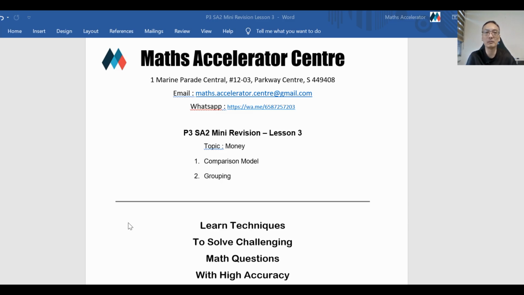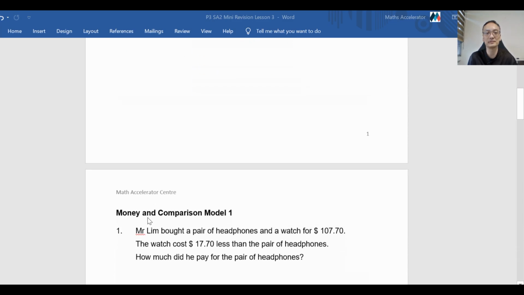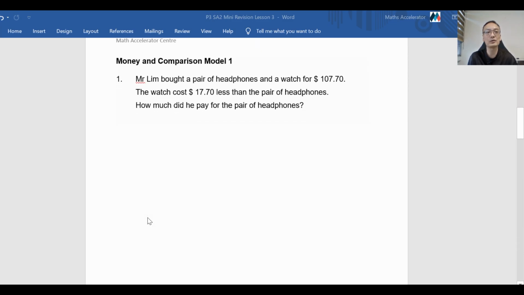Today's topic will be on money and we'll be covering comparison model and grouping. Let's go to the question. The first question is money and comparison model. Let me read the question to you.